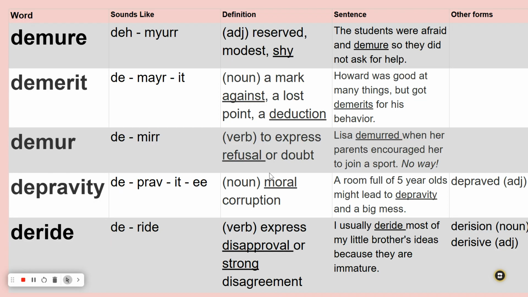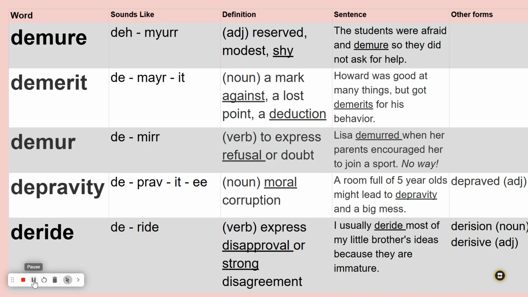Demur. Depravity. Another form of the word depravity is depraved. If you think something is full of chaos, you might say it's depraved. But depravity is like the condition of moral corruption. It was depravity that the students threw a food fight at lunch. Or a room full of 5-year-olds might lead to depravity in a big mess. Deride.